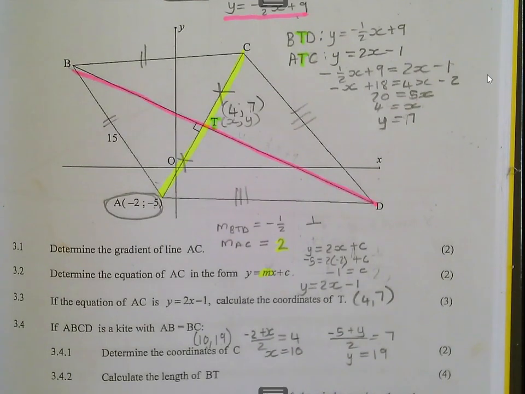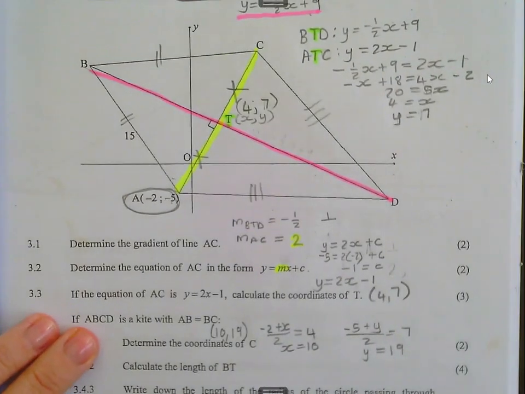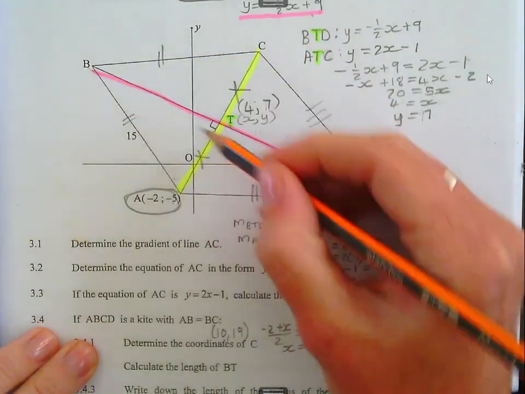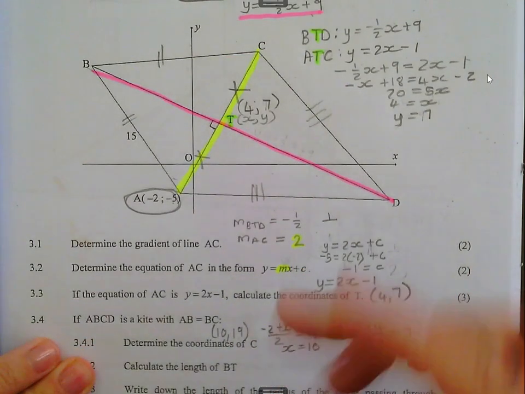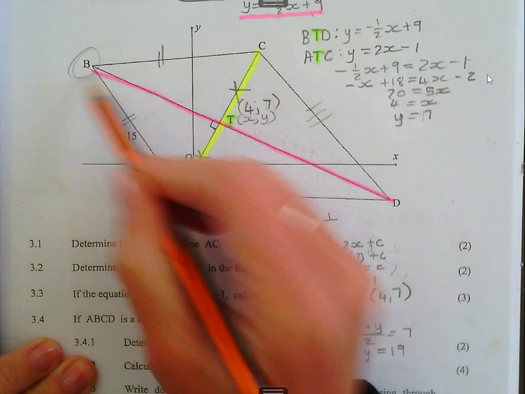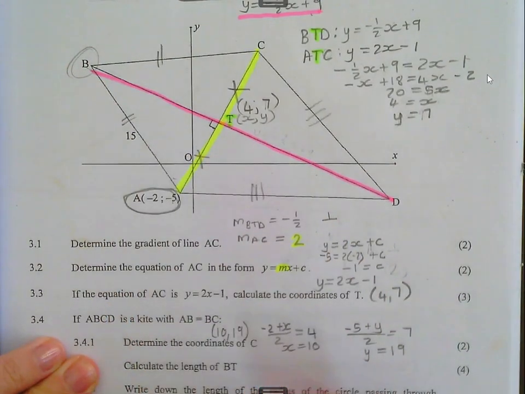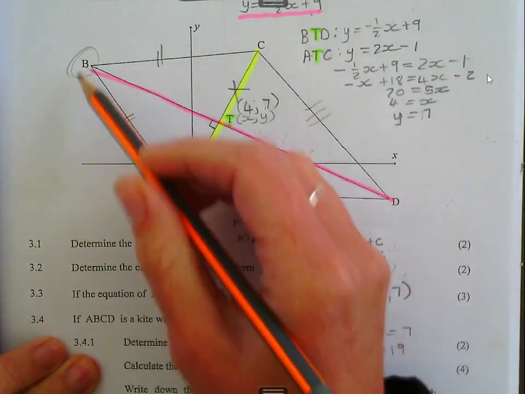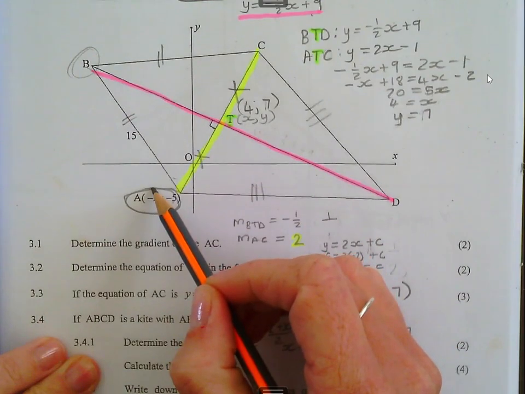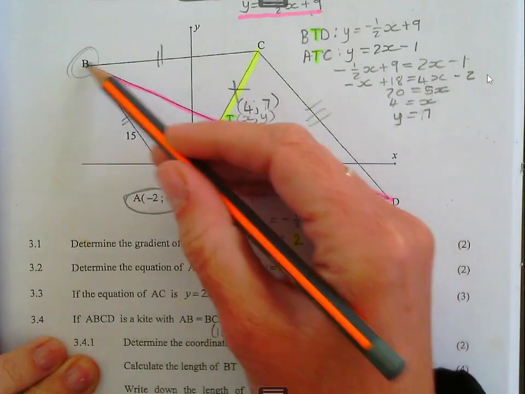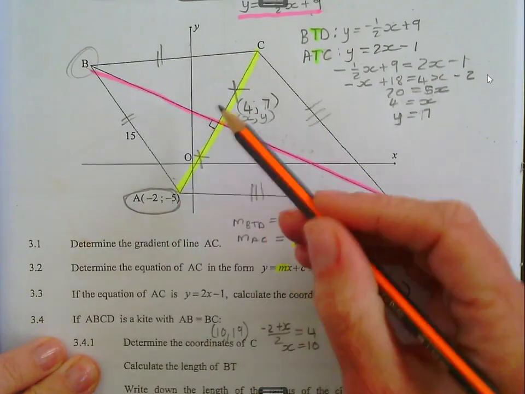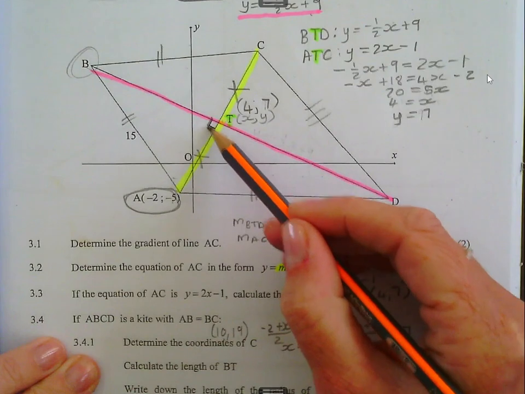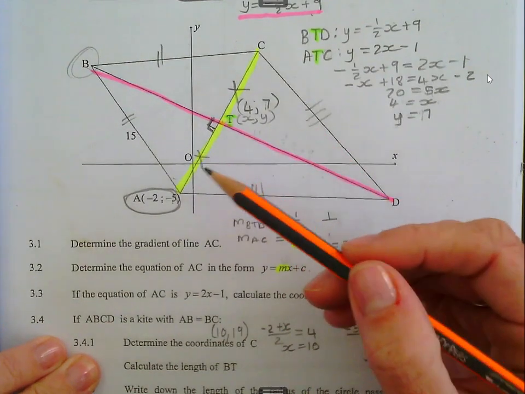Okay. Happy? Good. Next up, they want the length of BT. Now the problem to find the length of BT is that you have T's coordinate, but you don't have B's coordinate. You have the length of AB. BT and AB are part of a right-angled triangle. It's got a 90 degree angle there. And that makes it a Pythagorean triangle.